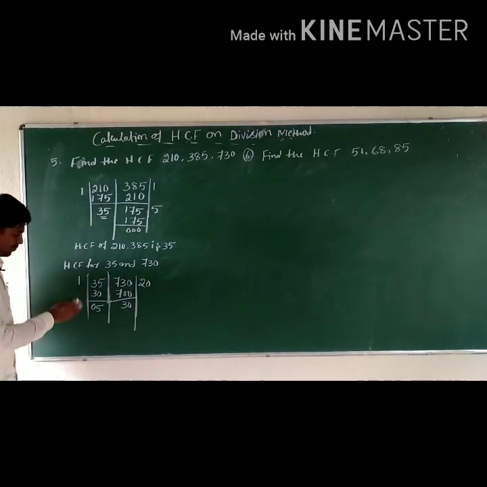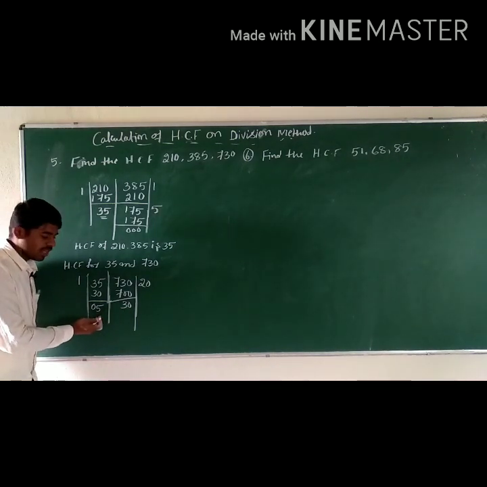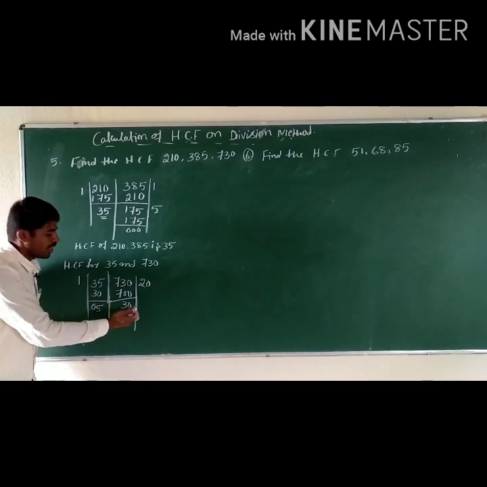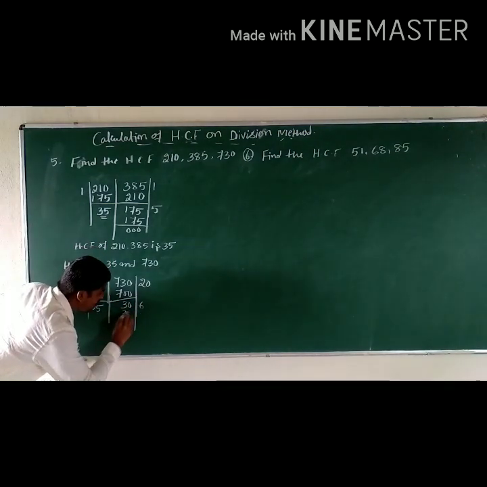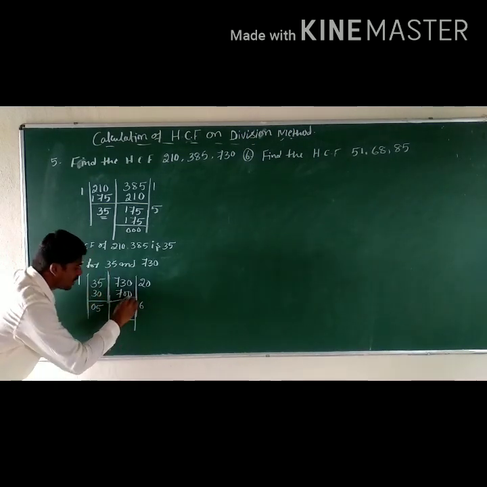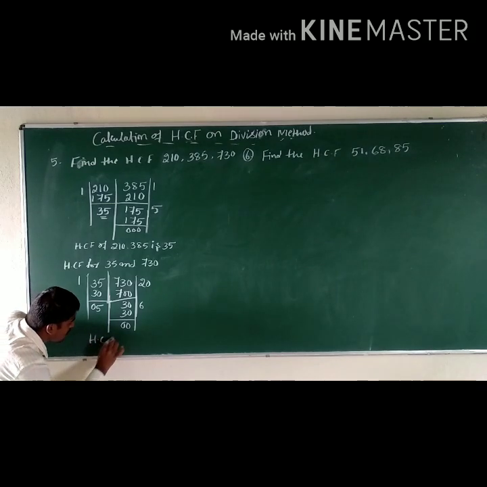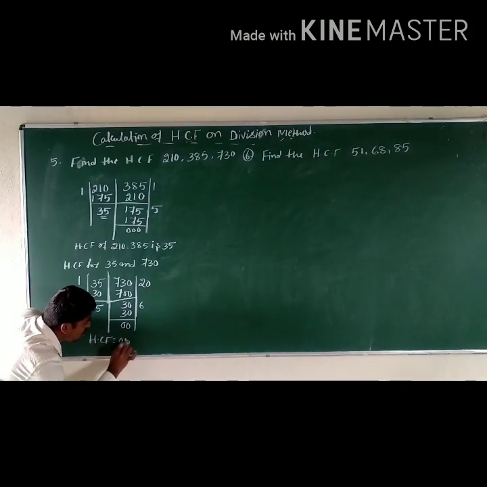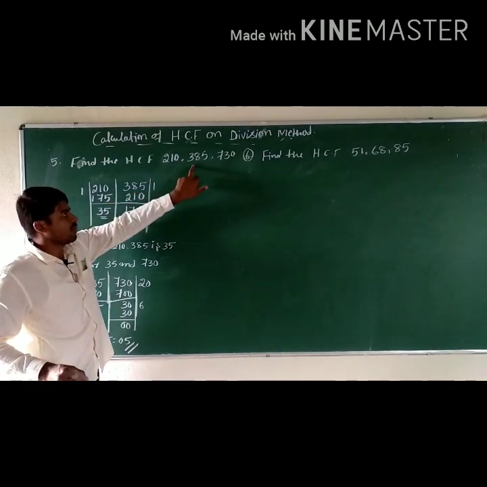Now 30 is the highest value and 5 is the lowest value. With the help of this lowest value, we divide this 30. Now 5 6s are 30. 30 minus 30, what do you get? 0. Now the final HCF is 5. So 5 is the HCF of 210, 385 and 730.